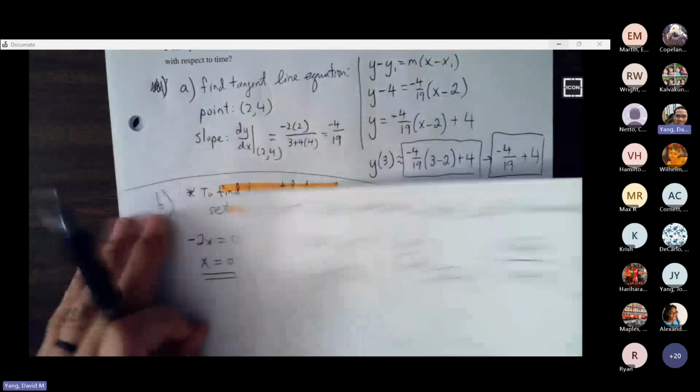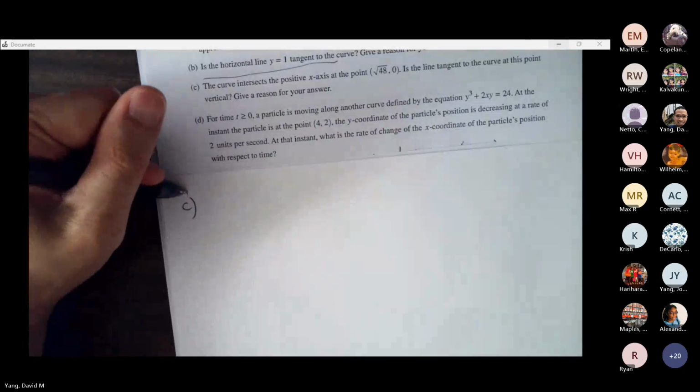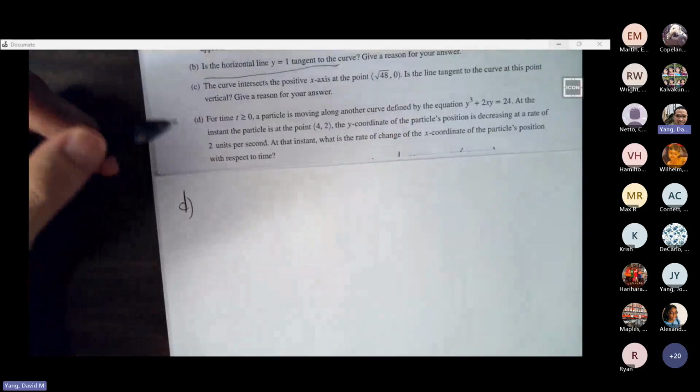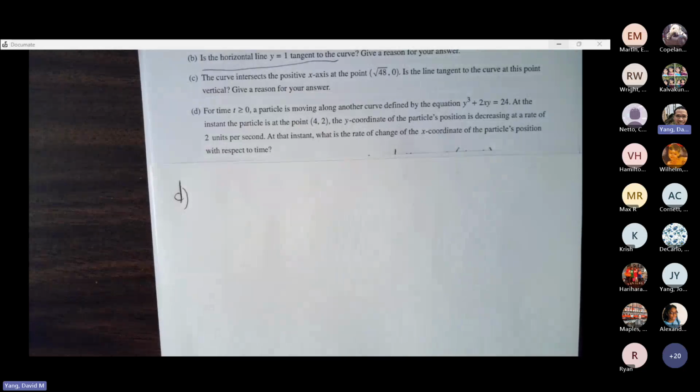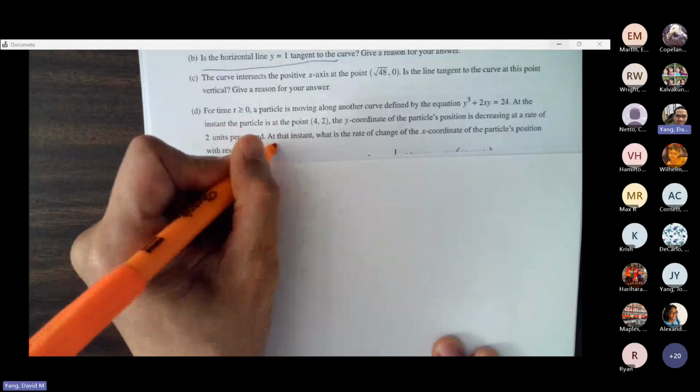Okay, part D. For time t greater than or equal to 0, the particle is moving along the curve defined by the equation y cubed plus 2xy equals 24. At the instant the particle is at (0, 4)... the y coordinate of the particle's position is decreasing at a rate of 2 units per second. At that instant, what is the rate of change of the x coordinate of the particle's position with respect to time? So we talked about this, right?